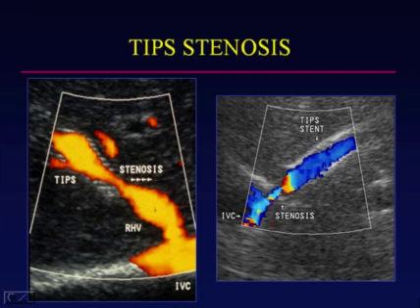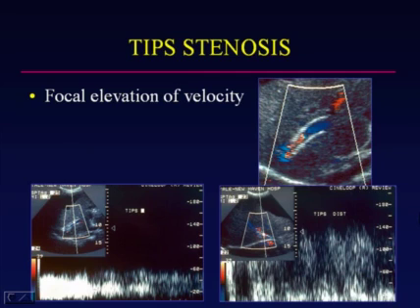On color and power Doppler, you can see narrowing of the tips here at the hepatic end, where it ends in the right hepatic vein. And on this color Doppler image, you not only see narrowing at the hepatic end of the tips, here is the diaphragm, this echogenic line here, but also this change in the color signal indicative of aliasing and increased velocity.